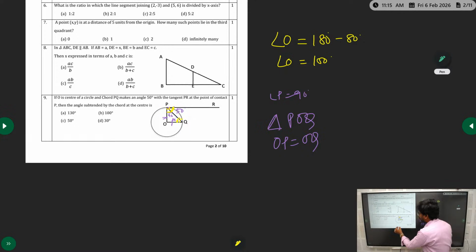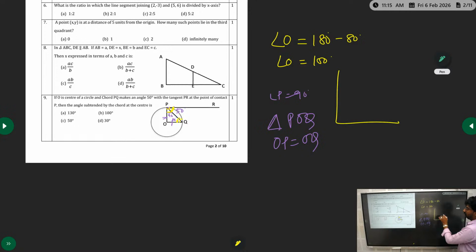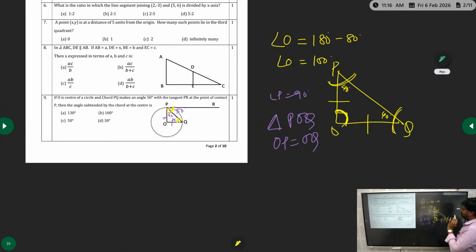Why? Because in this triangle OPQ, OP and OQ are radii of the circle. When two sides are equal, the chord is no doubt the unequal side. It is an isosceles triangle. Angles opposite to equal sides of a triangle are equal. So if this is 40, this angle will also be 40. 180 minus 80 is 100 degrees. The figure will be somewhat like this.